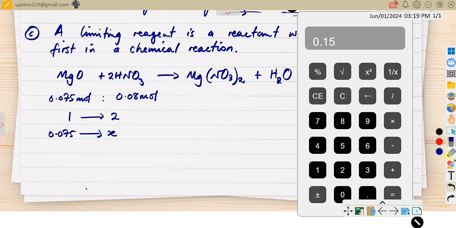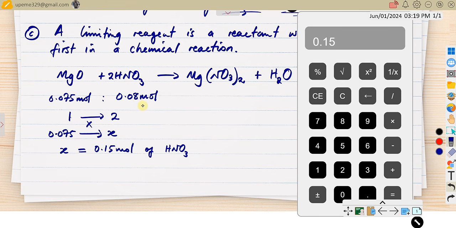You put an X there. You don't include this value here. You put an X, then you cross multiply where you say 1 times X, you get X. Then you say equals 0.075 times 2, it will give you 0.15 moles. So this shows that these are the moles that are needed to react. These are the moles of nitric acid that are needed to react with this. If you have this, it will require this to react. Now, you were given this.